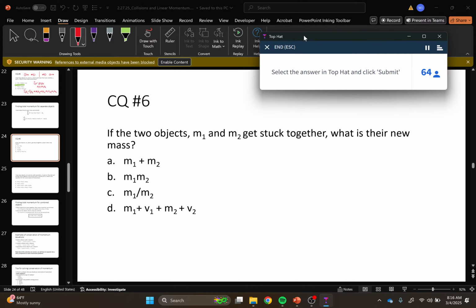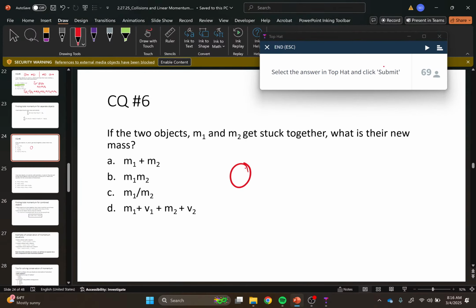Let's see. All right, and 10, 9, 8, 7, 6, 5, 4, 3, 2, 1. All right, this is going to be crazy. If you have an object and you have another object and then they get stuck together, if this one is 1 kilogram and this one's 2 kilograms, how much is the one together? 3 kilograms. Yeah, you just add them together.